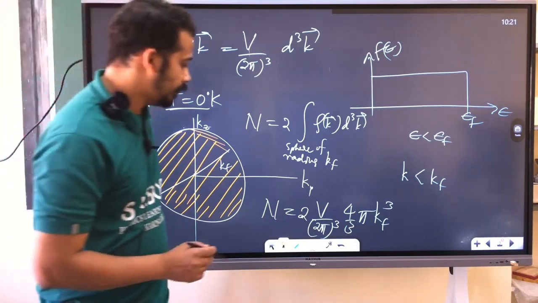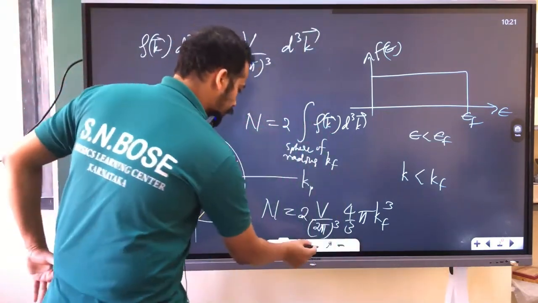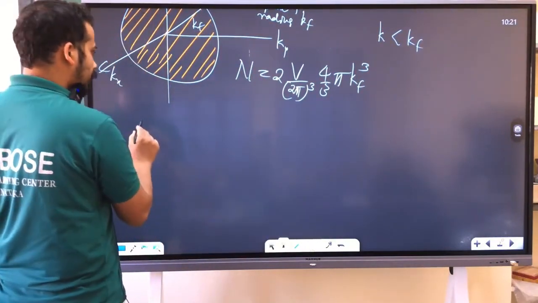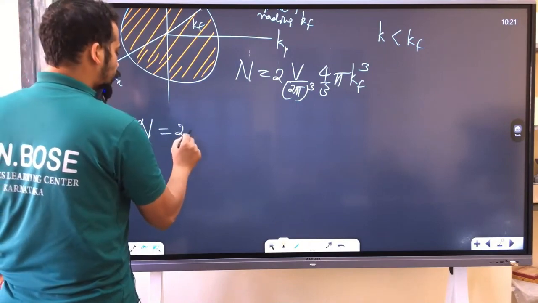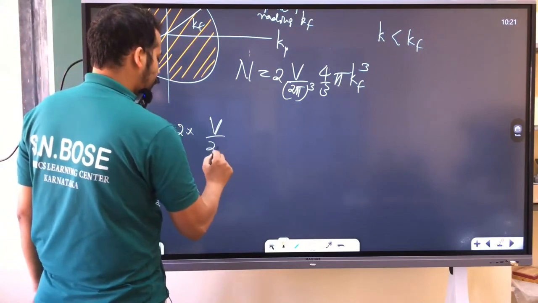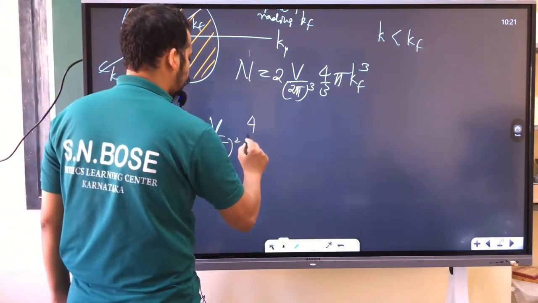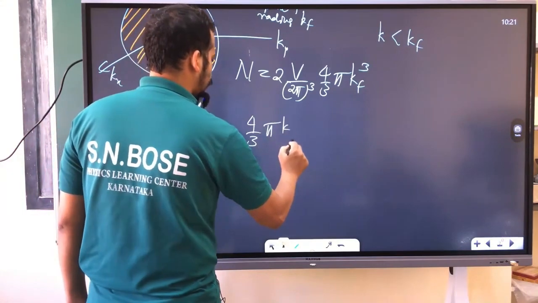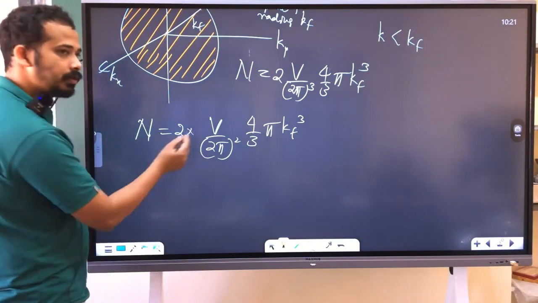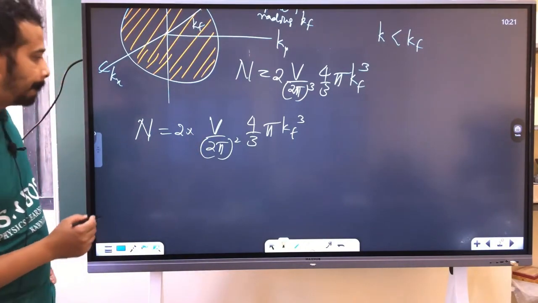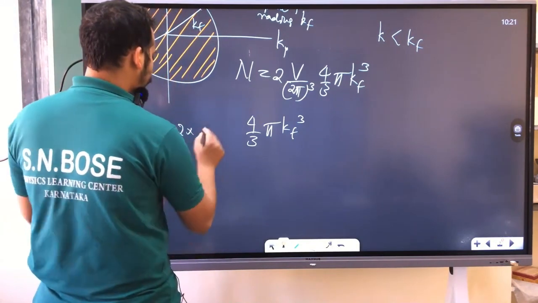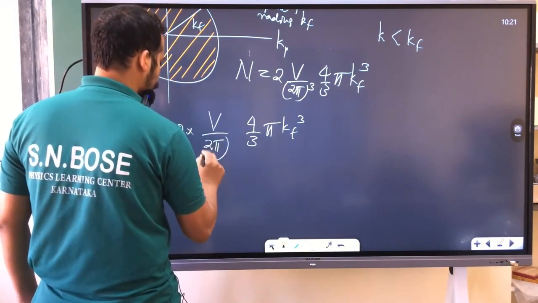What was the question actually? Wait a second, I'll just take the question now. Okay, what happened? I got n is equal to 2 into V by 2 pi cube, 4 by 3 pi kf cube. You should be able to write this expression directly. Now you can take V here, you will get number density, isn't it? V by 2 pi the whole cube.